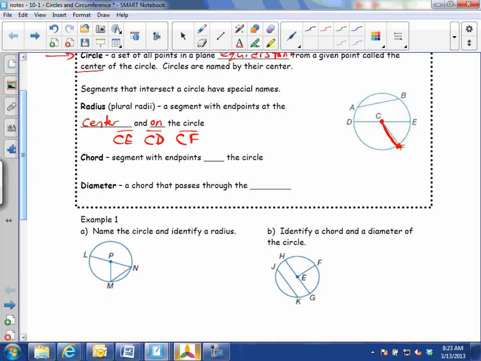Alright, a chord. A chord is a segment with endpoints on the circle. So if I was looking at our picture, I could say AB is a chord because both endpoints are on the edge of the circle. What's another chord? D. D. And a diameter is a special kind of chord. It's a chord that passes through the center. So we've already named this diameter. In this picture it is D.